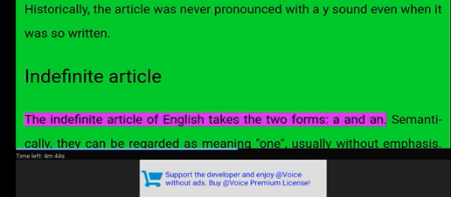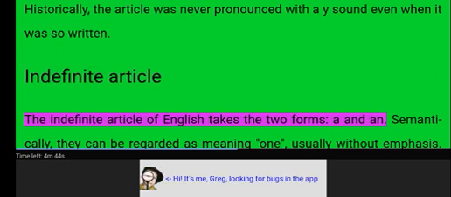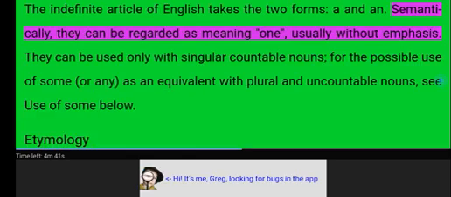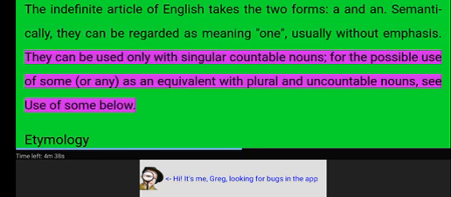Indefinite article. The indefinite article of English takes the two forms an and a. Semantically, they can be regarded as meaning one, usually without emphasis. They can be used only with singular countable nouns. For the possible use of some or any as an equivalent with plural and uncountable nouns, see use of some below.